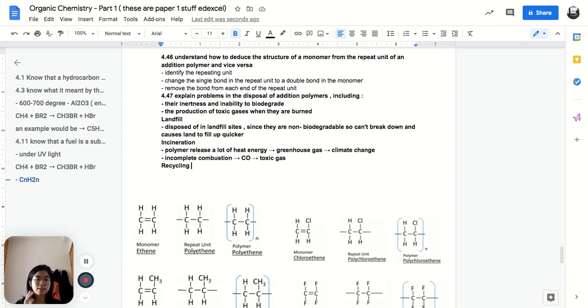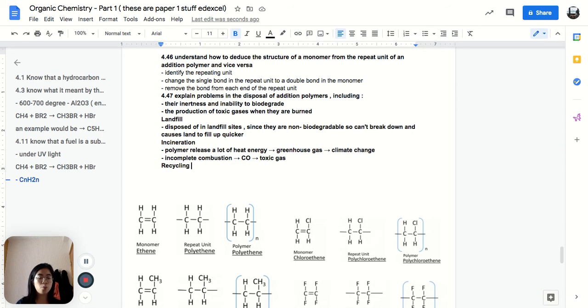Okay, so the next thing that I want to talk about is incineration. Polymers release a lot of heat energy when burning. So it actually contributes to greenhouse gases because of the heat energy, and I'm pretty sure you guys have learned about that, in geography, biology, chemistry. If it releases a lot of heat energy, it will contribute to greenhouse gases, and greenhouse gases contribute to climate change. So that is why it is really bad for the environment.